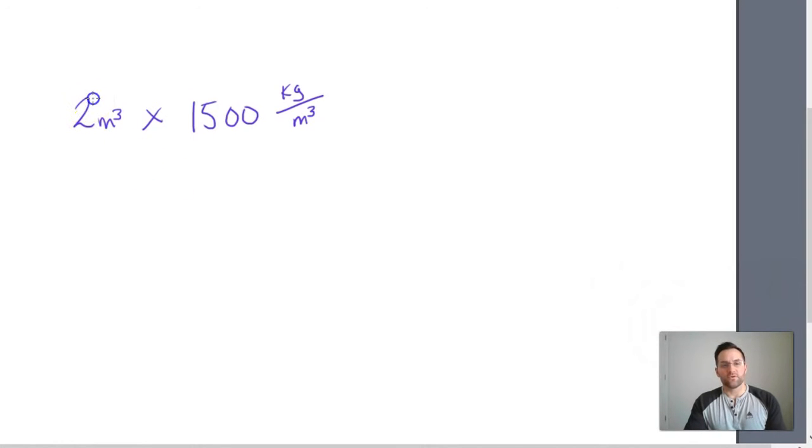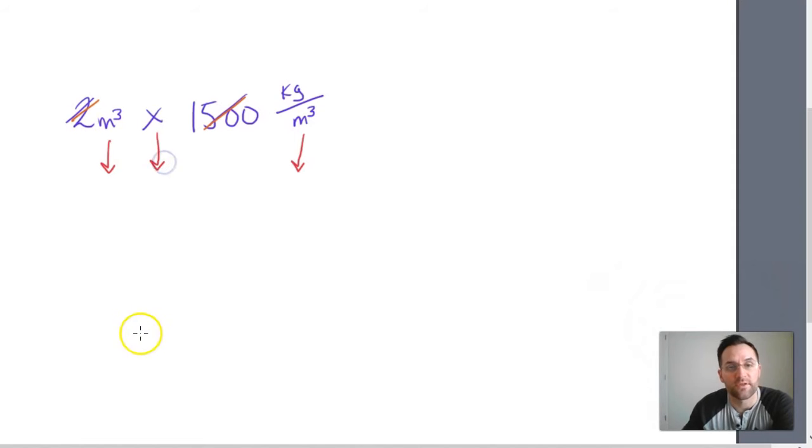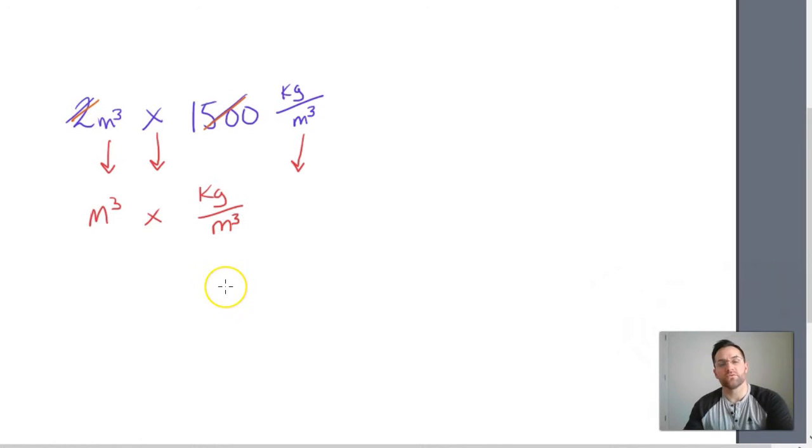But we're going to ignore these numbers for a second. And now you don't need to slash through. I just want to make a point that we're ignoring the numbers for a second right here. Okay, and we are going to just look at the units of measurement and the operation that we're told to perform. In this case, multiplication again. So we have meters cubed multiplied by kilograms per meter cubed.